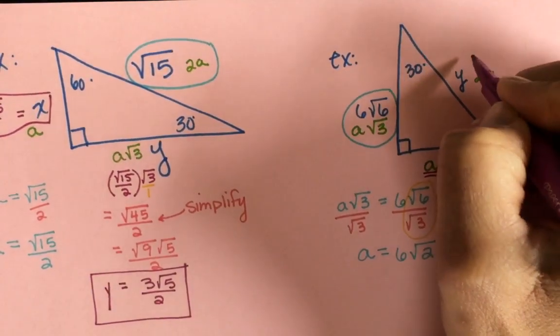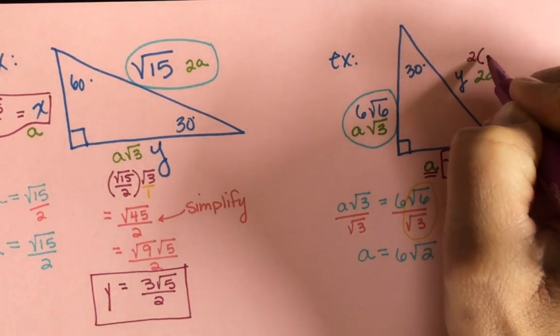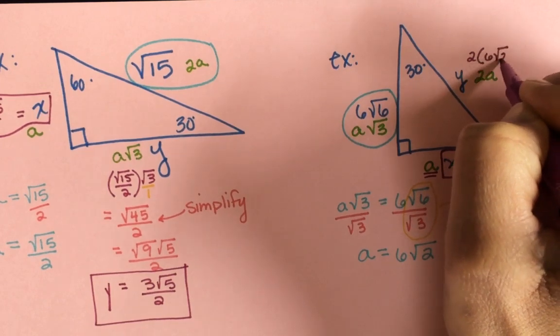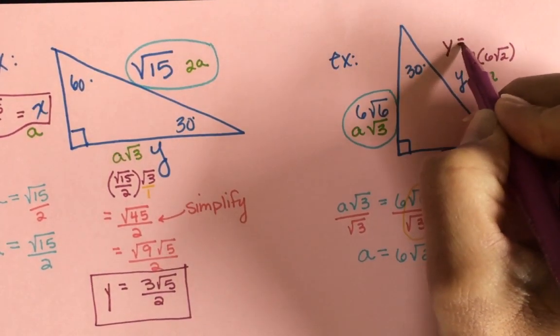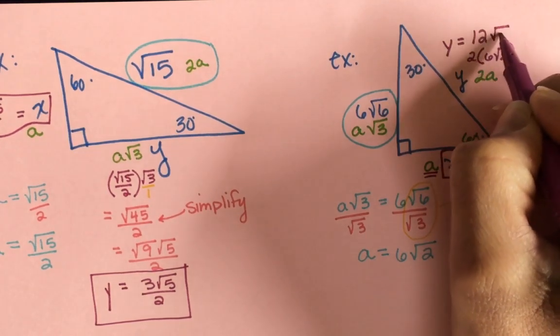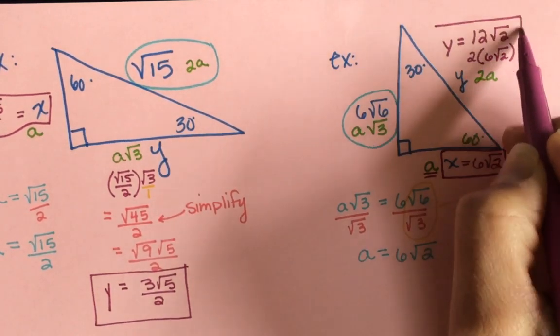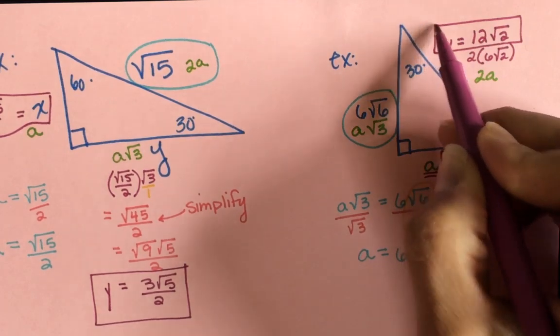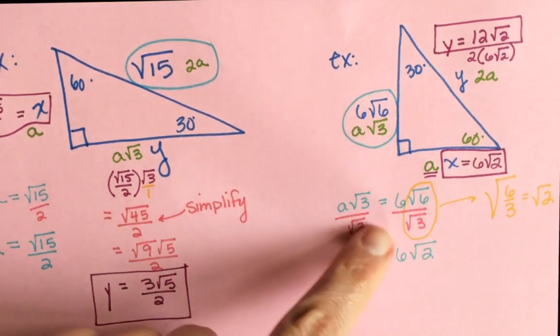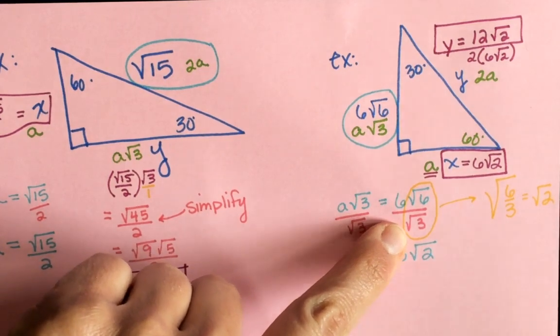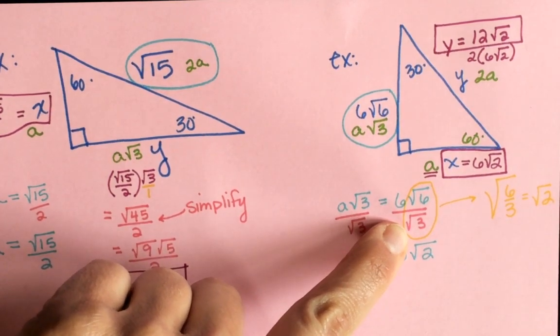Over here, we're going to plug in 6 radical 2, and we end up with y equals 12 radical 2, because again, our like terms, we're able to multiply them together. So at least for me, this one was a little bit easier, but I had to remember that rule in order to make that happen.